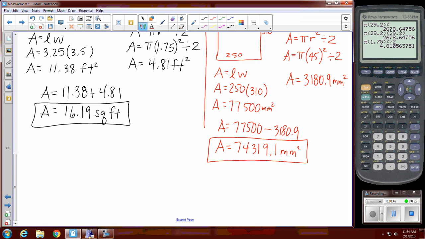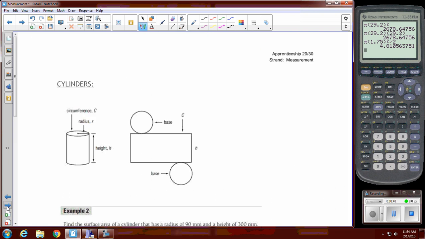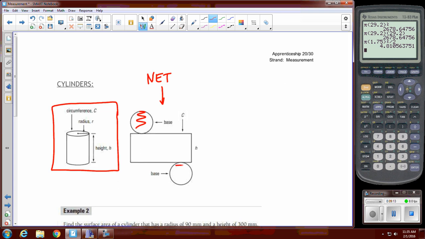Now we've worked with some areas of circles, and we're going to move on and talk about how we can find the surface area of a cylinder. Now, we already looked at what a cylinder is, and here it is. And this right here is the net of a cylinder. So if I was to rip it apart, this is what a cylinder would look like laid out flat. We could see that the cylinder has two circles, and it has this rectangle that forms the lateral area of the cylinder.